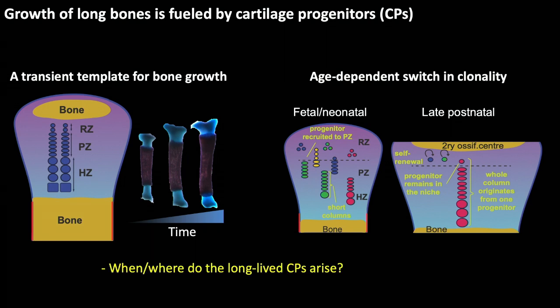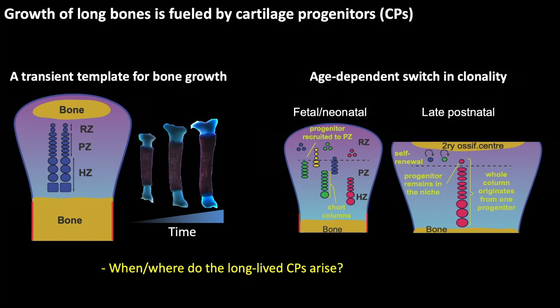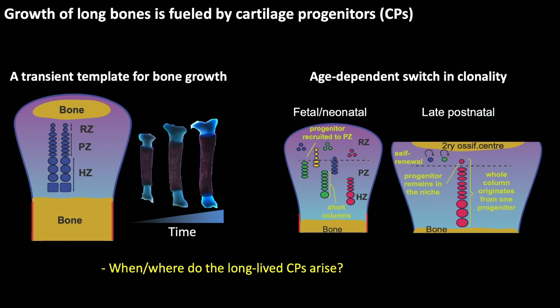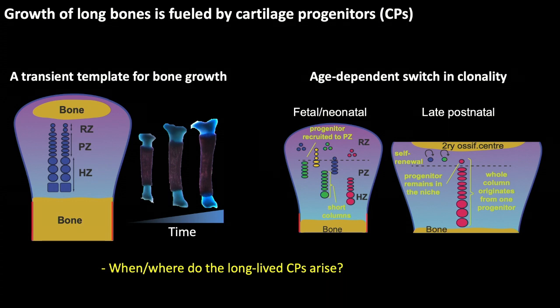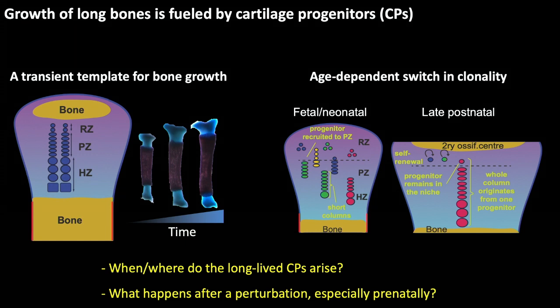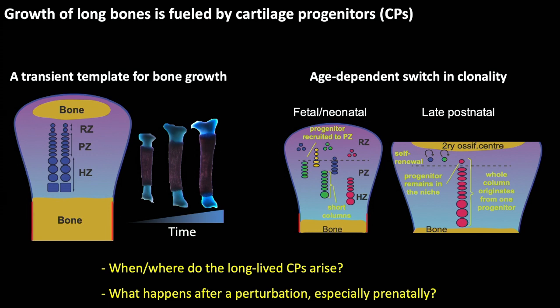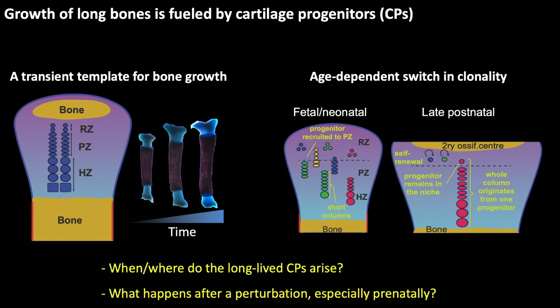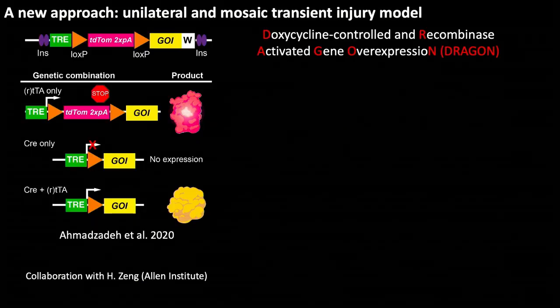So the question is, when and where do the long-lived chondroprogenitors arise? Were they already in the cartilage, or were they somewhere else? And also, what happens if there is a perturbation, especially during these fetal and neonatal stages when there is no cell renewal? So in order to do that, we developed this approach, which is called doxycycline control and recombinase activated gene overexpression, or DRAGON. And of course, I came up with the acronym first, and then I fit the name into it.